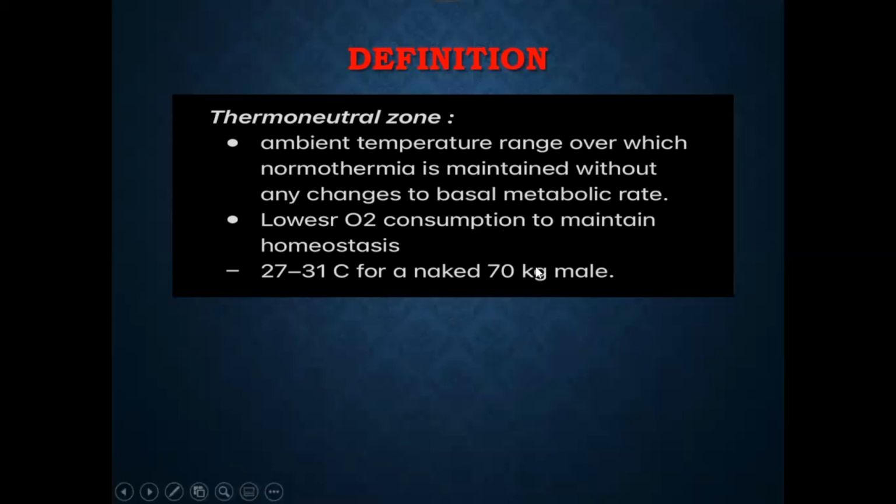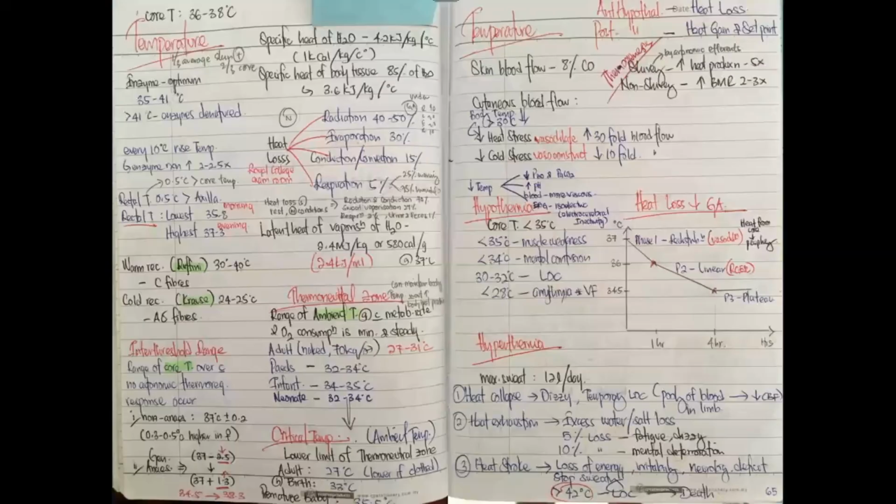For a naked 70 kg male, that is mentioned as 27 to 31 degrees Celsius. I'll come to this later. You have to remember, for a naked 70 kg male, 27 to 31 degrees Celsius is the temperature range where the lowest oxygen consumption is required to maintain homeostasis. Remember this. Another definition that you have to know is the interthreshold range.